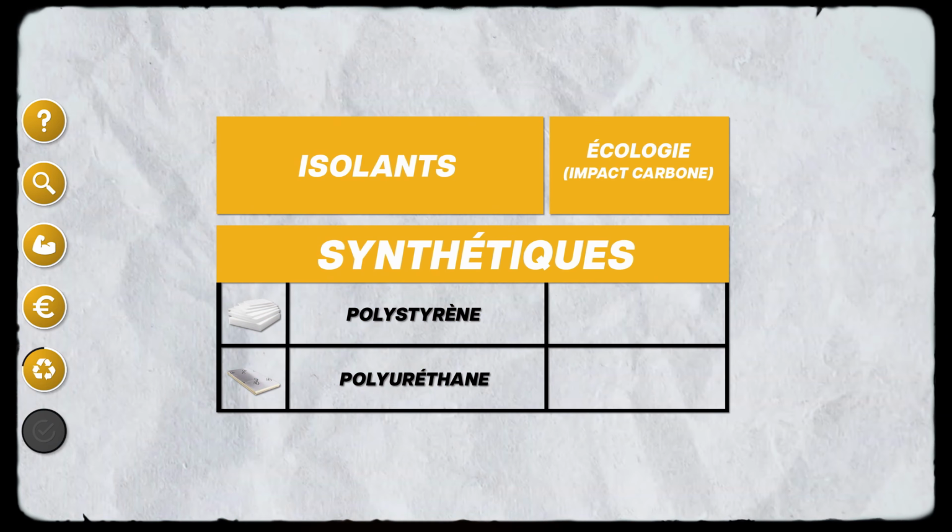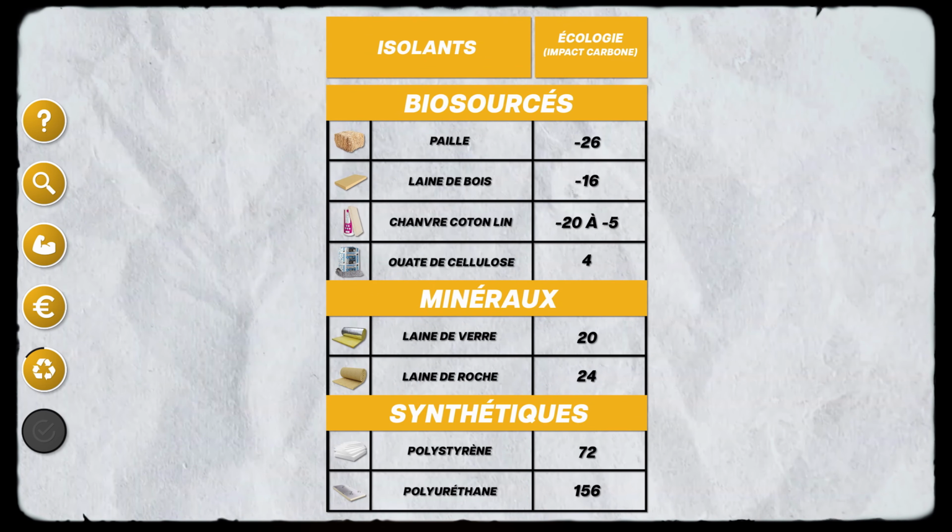And we'll finish with synthetic insulations, which are made from petroleum-based products. So don't expect anything very eco-friendly in that category. For polystyrene, we have an impact of 72. And for polyurethane, we have an impact of 156 kilos of CO2 per cubic meter, which is 40 times more than cellulose insulation. There you go, it's clear and simple.